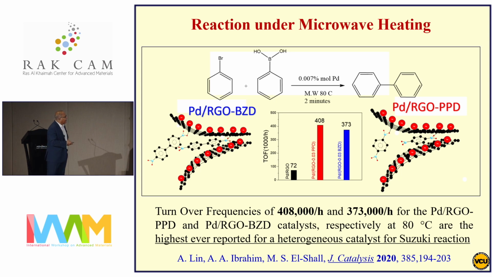So the turnover frequency approaching 400,000 per hour is quite close now, getting quite close to homogeneous catalysis in terms of this high activity. And the reason here is, again, manipulating the particle size and the electron donating properties of the support, which is the chemically modified graphene oxide.